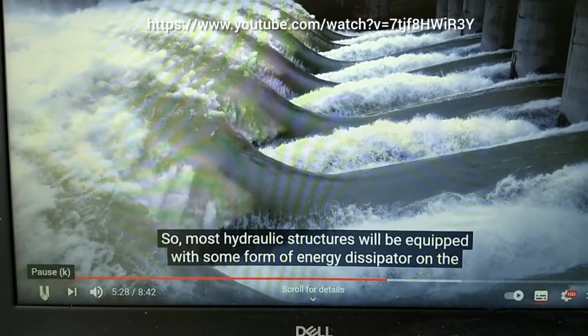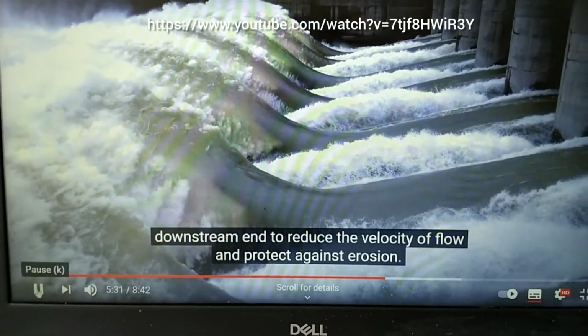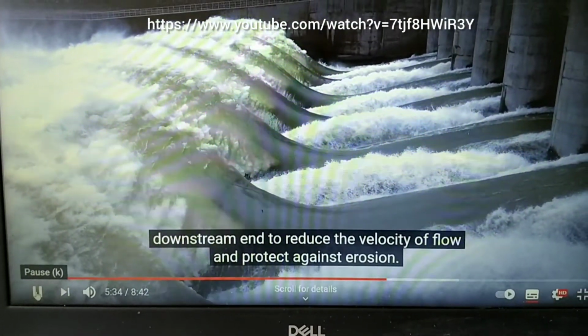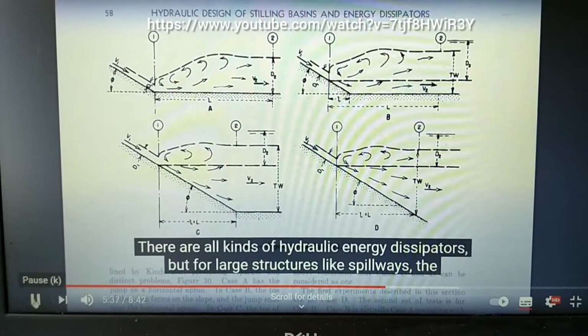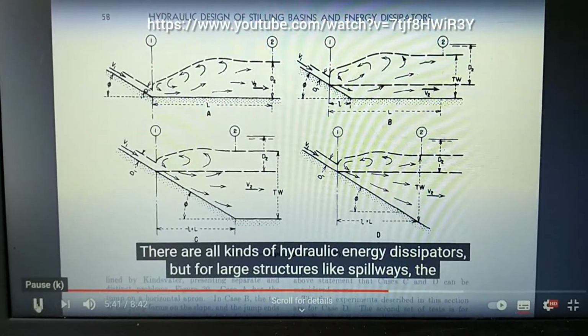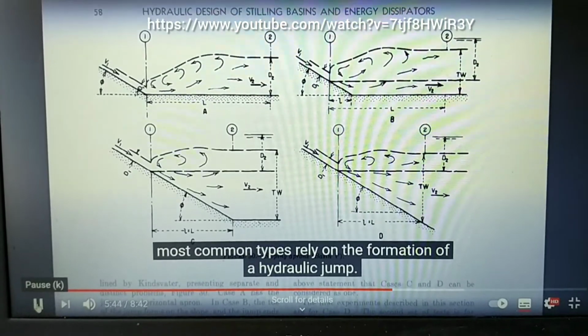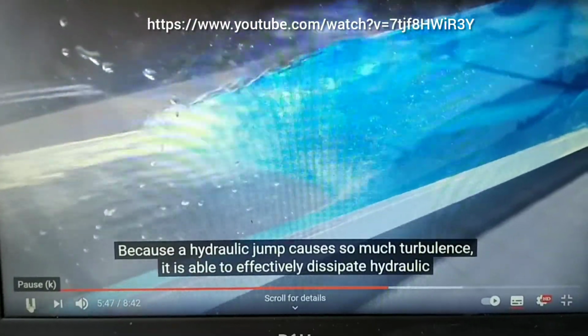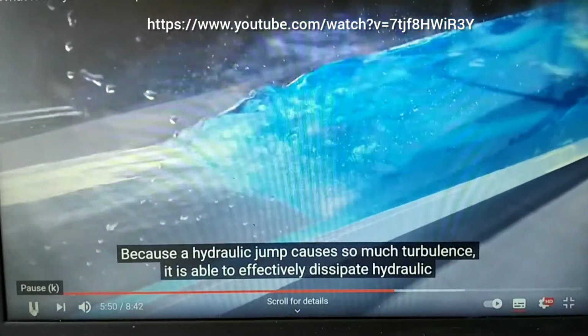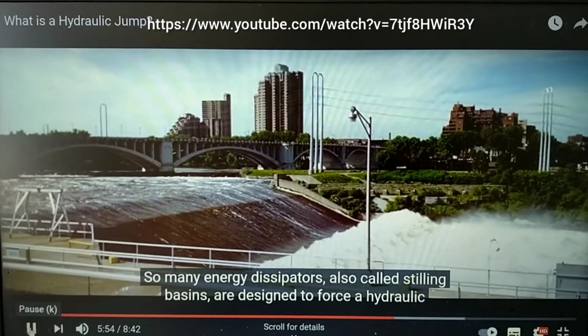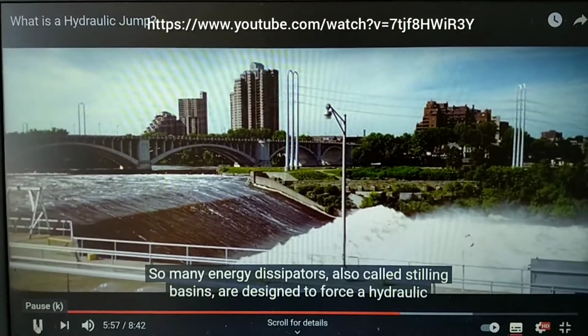So most hydraulic structures will be equipped with some form of energy dissipator on the downstream end to reduce the velocity of flow and protect against erosion. There are all kinds of hydraulic energy dissipators, but for large structures like spillways, the most common types rely on the formation of a hydraulic jump. Because a hydraulic jump causes so much turbulence, it's able to effectively dissipate hydraulic energy as heat. So many energy dissipators, also called stilling basins, are designed to force a hydraulic jump to occur.